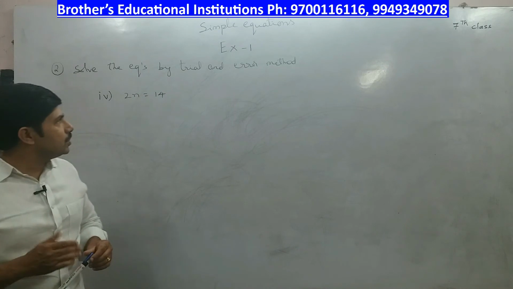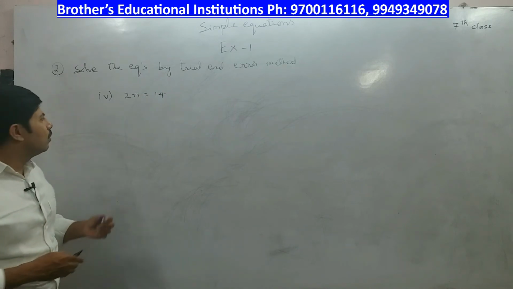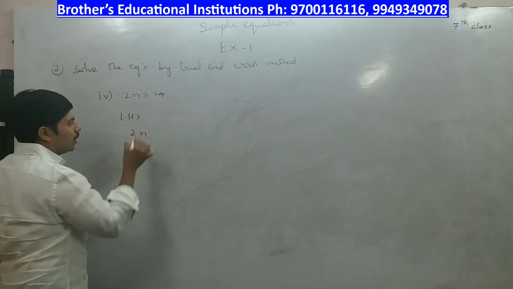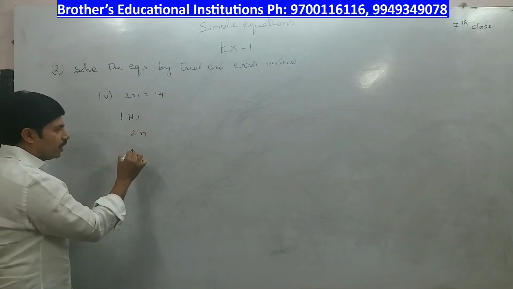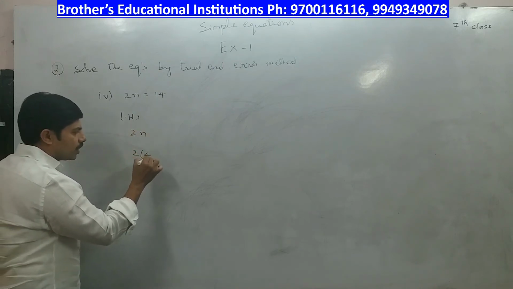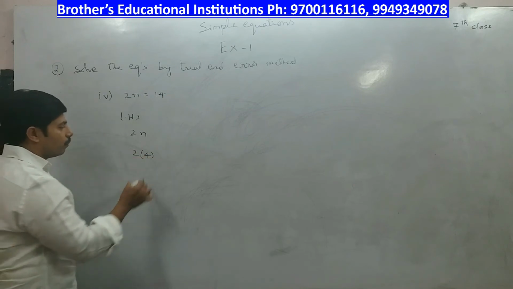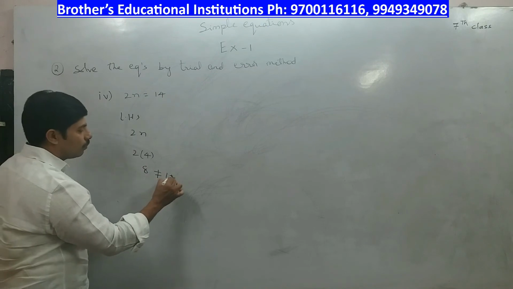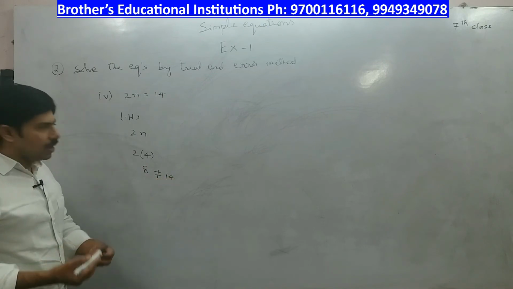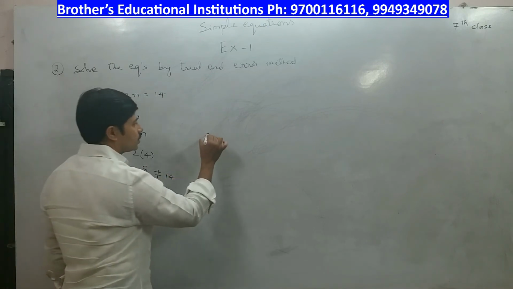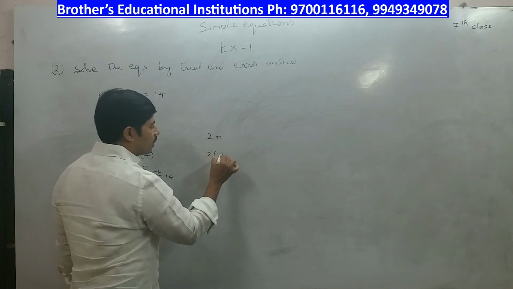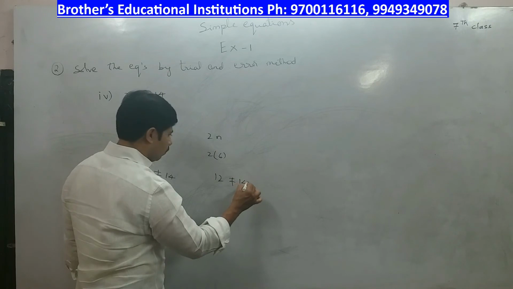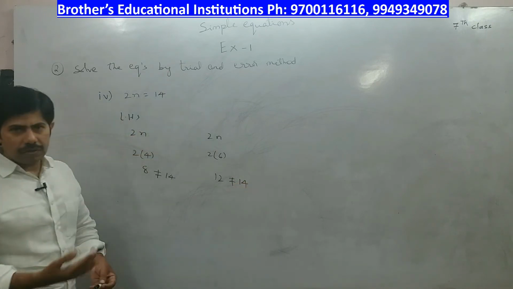But as we are using the trial and error method, we follow the method. So LHS, first you take 2n, you can substitute any value of n. I will substitute the value of n as 4. 2 fours are 8, but this 8 is not equal to 14. Now we will take one more value in LHS, 2n. Instead of n we will substitute 6, 2 sixes are 12. 12 is not equal to 14.